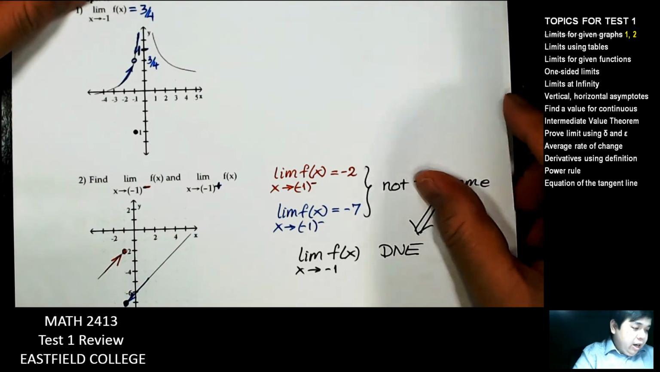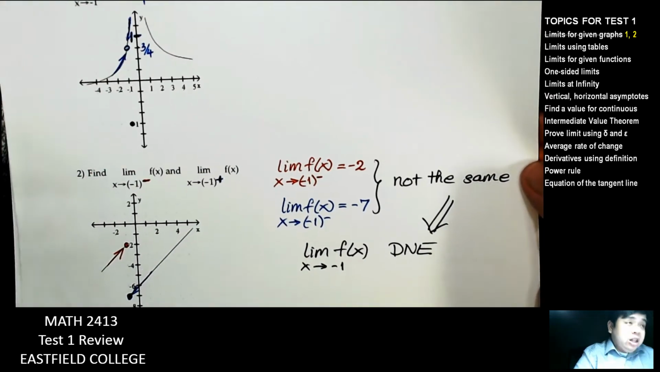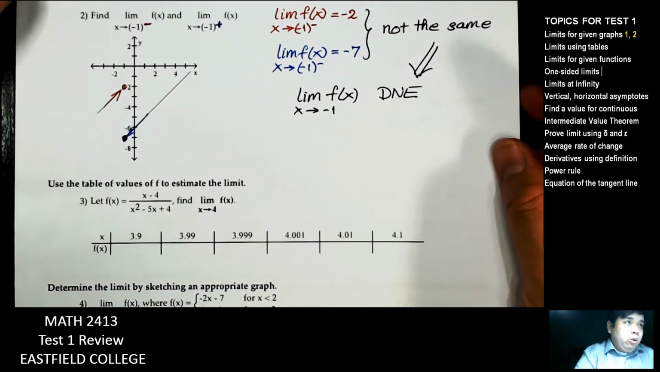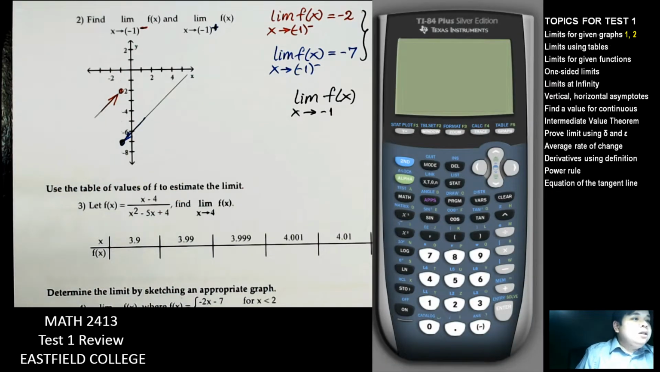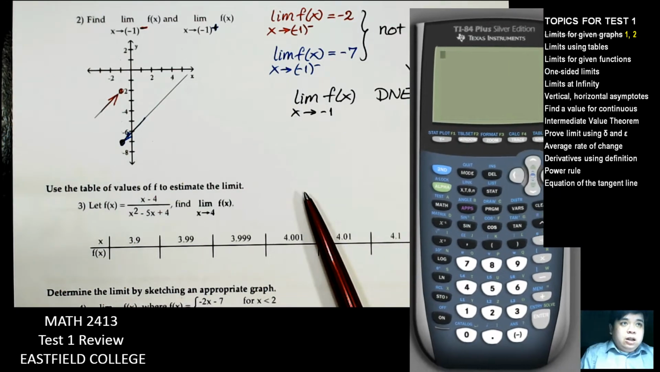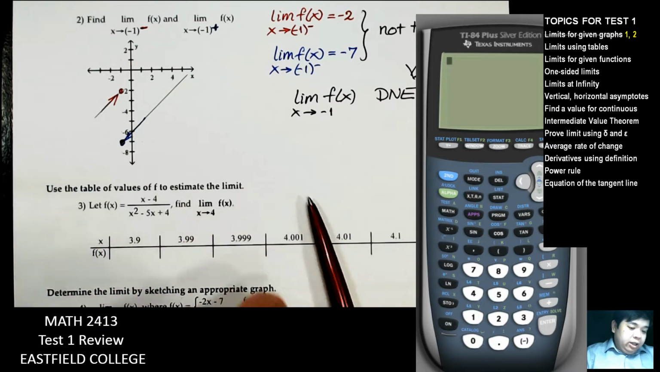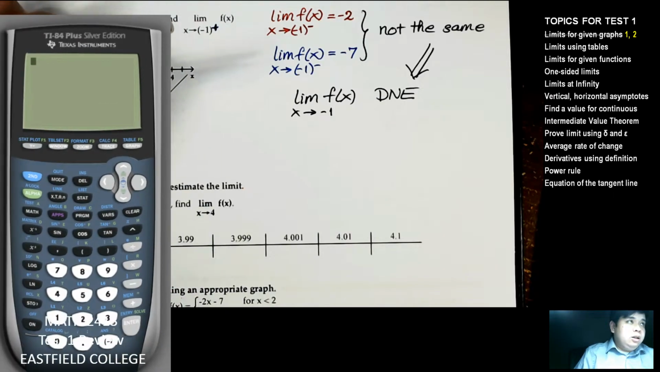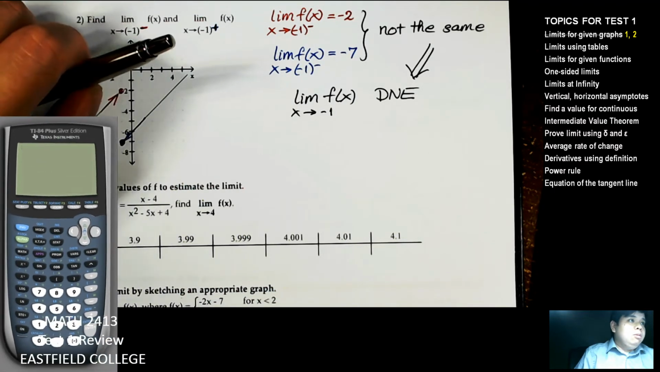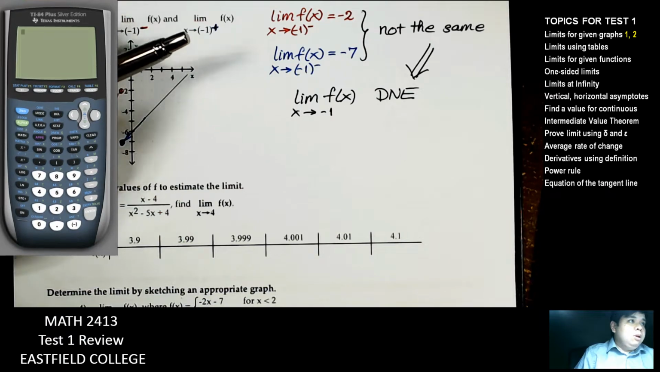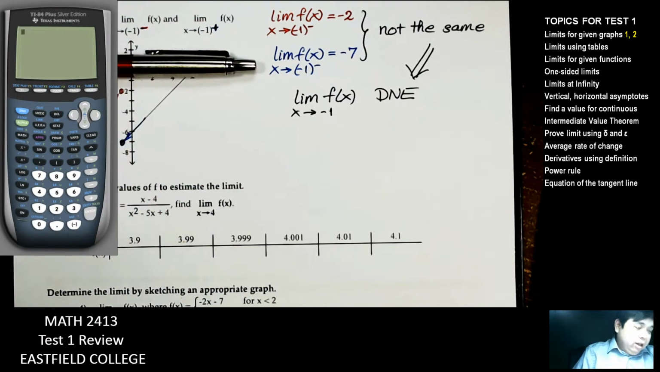Right. Next, we'll find limits using a table. This we'll use the calculator. Right, calculator. Right. So let's look at this problem number 3. Yeah, so we can put it like that.